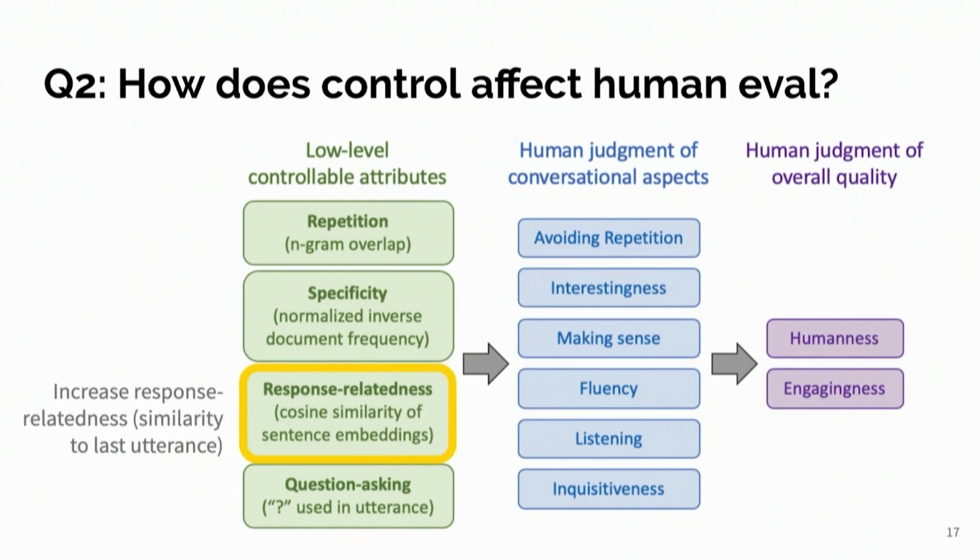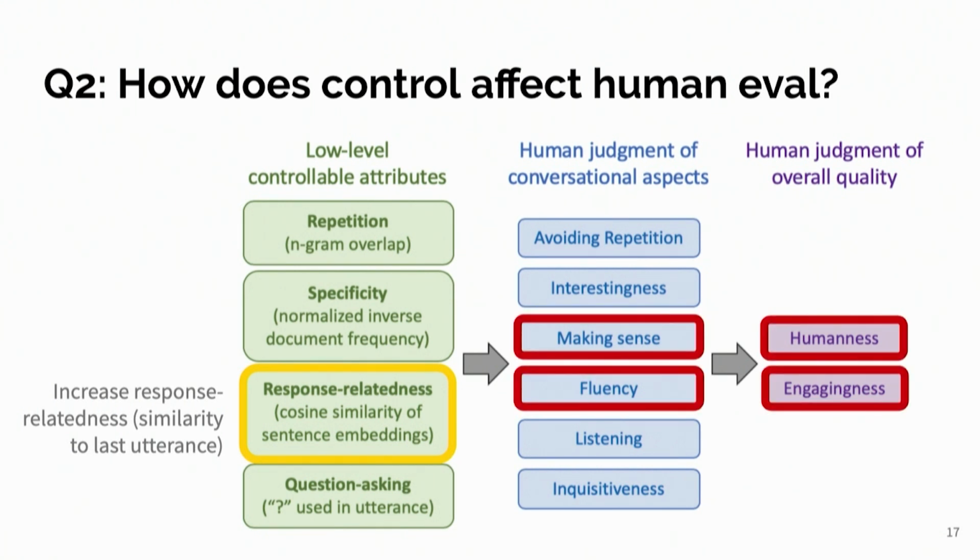We also tried increasing the response relatedness, that is saying things that were more on topic for what the user said. Interestingly, this didn't actually work out well for increasing any of our human evaluation results. The main losses were that we, again, got worse making sense and fluency scores and then worse overall judgments of quality. I'm not sure exactly why this is. I think it was that, again, saying things that are more related to what the user said means that you have to take more risks. It raises the bar for saying something that actually makes sense and logically follows on from what they said. So that didn't work out in this study.